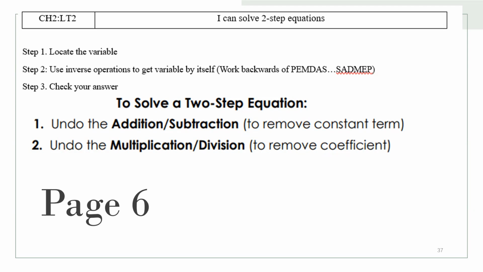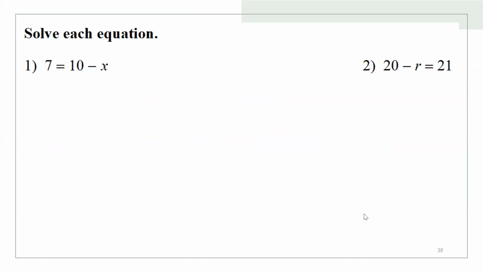You locate that variable. You use the inverse operations. Now, we have to work backwards of PEMDAS, which is called SADMAP. Okay, you have to get rid of adding and subtracting first. Then you can tackle multiplication and division. Okay, this is just 2 steps to get your answer. Here we go. Okay, page 6.